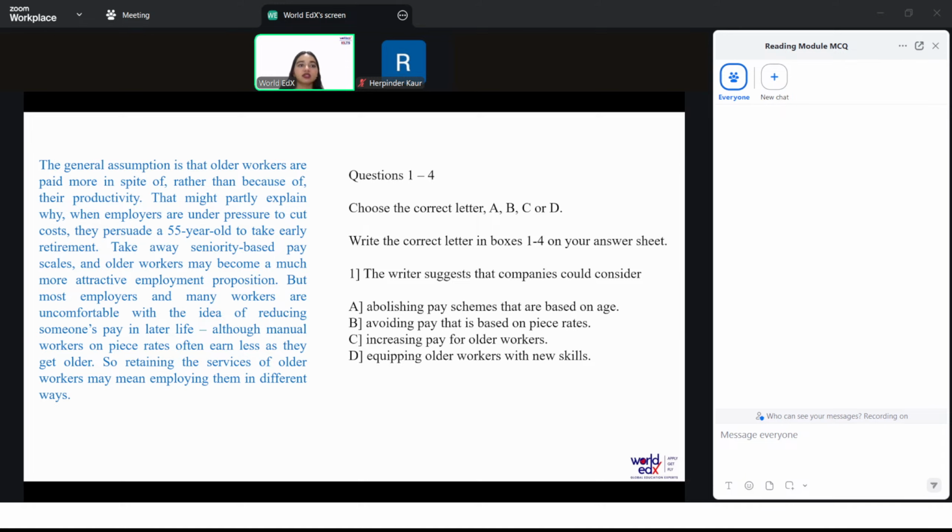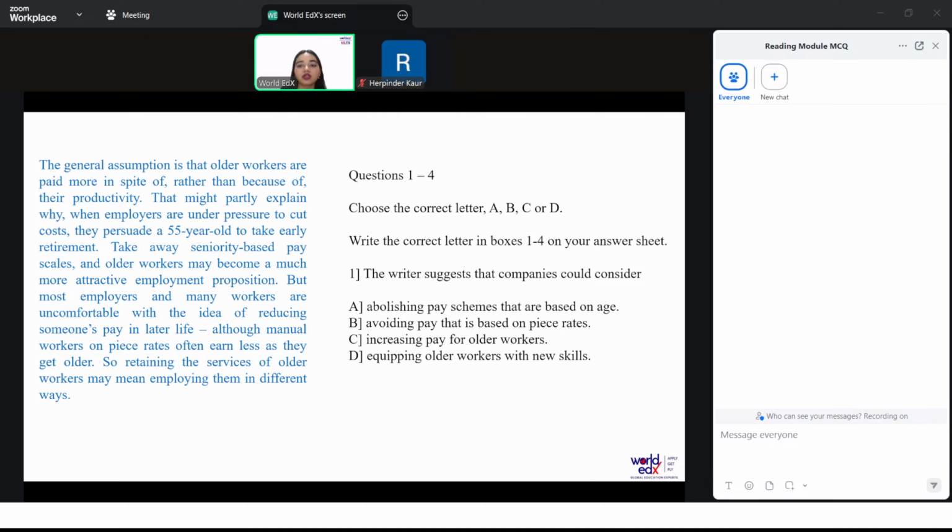If you look over here, it says the general assumption is that older workers are paid more in spite of rather than because of their productivity. That might partly explain why when employees are under pressure to cut costs, they persuade a 55-year-old to take early retirement. Take away seniority-based pay scale, and older workers may become a much more attractive employment proposition. But most employers and many workers are uncomfortable with the idea of reducing someone's pay in later life, although manual workers on piece rates often earn less as they get older. So retaining the services of older workers may mean employing them in different ways.